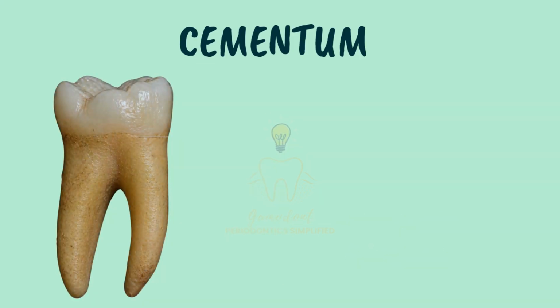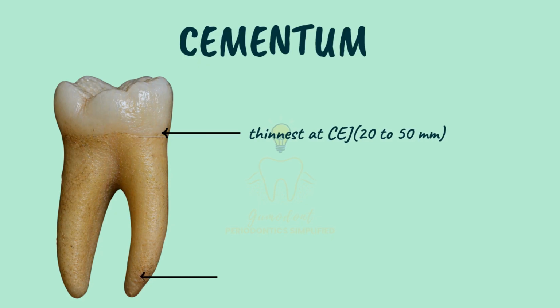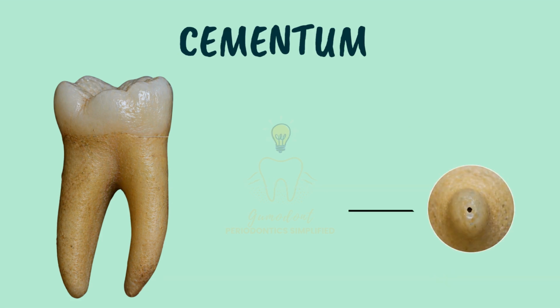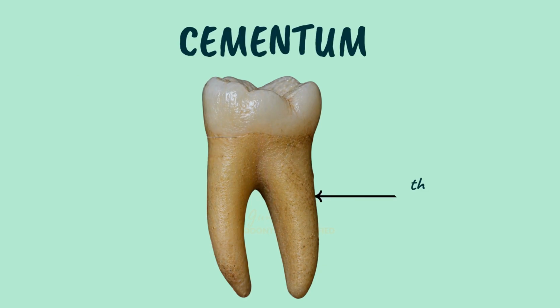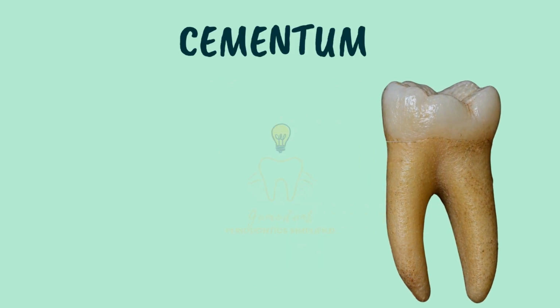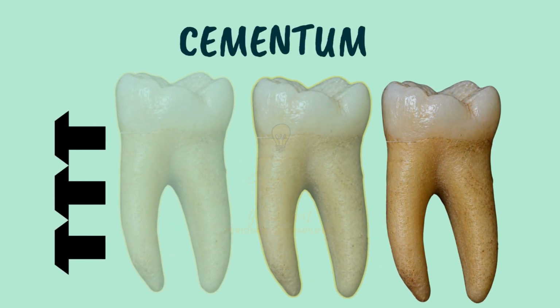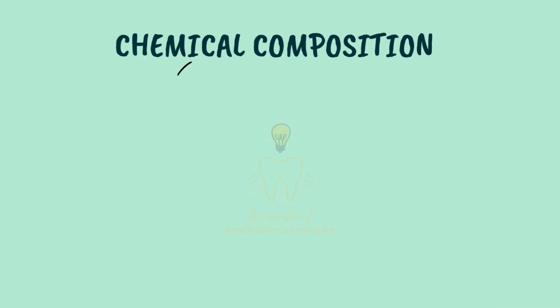Cementum thickness varies in different teeth and in the same teeth in different regions. It is thinnest at the cemento-enamel junction and thickest towards the apex and in the furcation area. The apical foramen is surrounded by cementum. It is also thicker on the distal surface than the mesial surface, likely due to continuous functional forces from mesial drift over time.